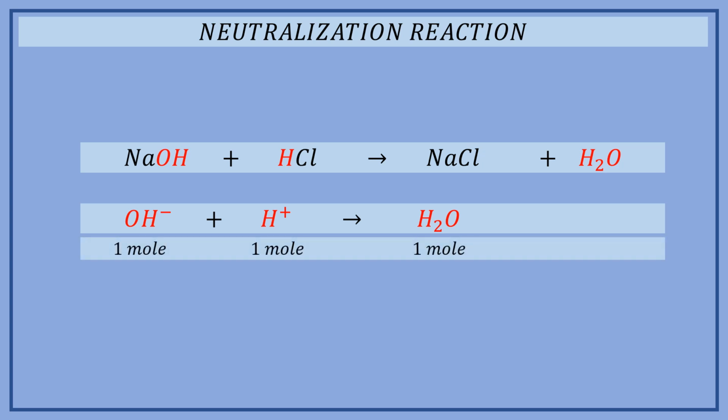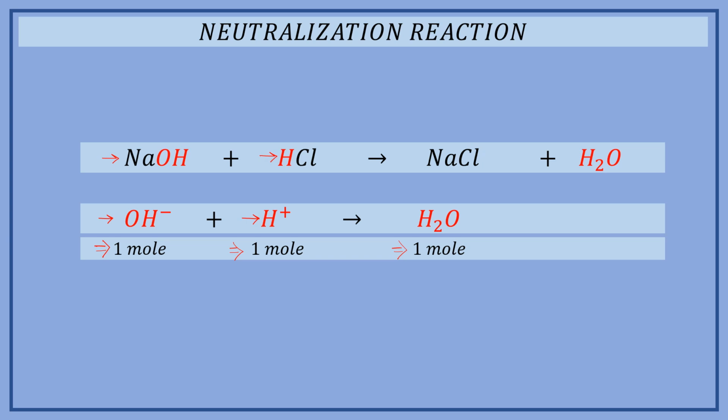On doing stoichiometric balance, we will conclude that 1 mole of OH minus ion will require 1 mole of H plus ion to produce 1 mole of water molecule, which is neutralization. And this is how the neutralization reaction between an acid and a base takes place. Okay, so the OH minus ion is contributed by the respective base, sodium hydroxide in this example. Similarly, the H plus ion is contributed by the respective acid, HCl in this example.